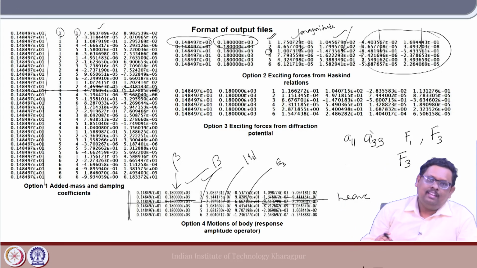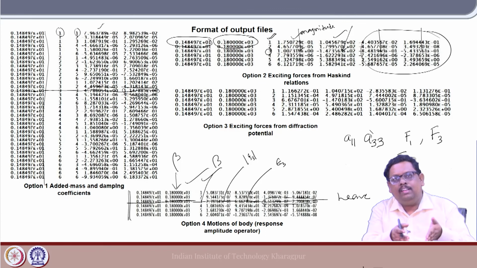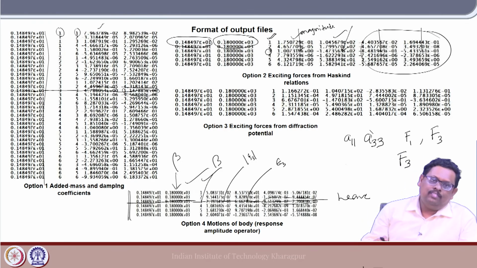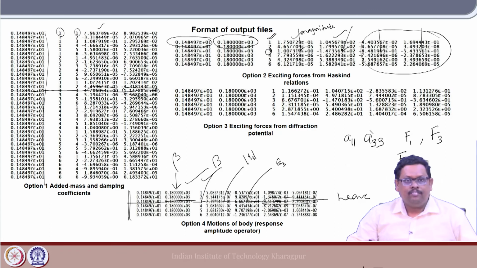Okay. So, in WAMIT you can have all kinds of information. You can have the added mass and damping values, the diffraction force, the exciting force, and also the motions, right. This is how you put the input to WAMIT and also get the output from WAMIT. You know how important this is, because based on that we are going to have the solution for the impulse response function based method that we are going to discuss from the next class. Okay? Thank you.